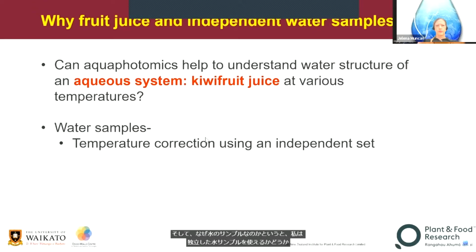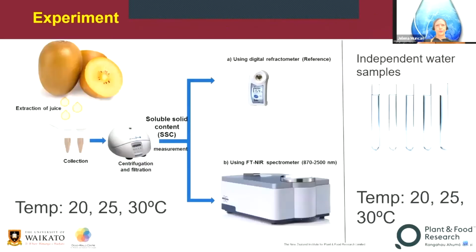And why water samples? Because I wanted to see whether I can use an independent water sample that can act as a correcting matrix or an interfering matrix that can correct my fruit juice spectra and give me a model that is not dependent upon temperature variation. So that was the main purpose. I wanted to see how aquaphotomics can help me develop a robust calibration model against temperature.